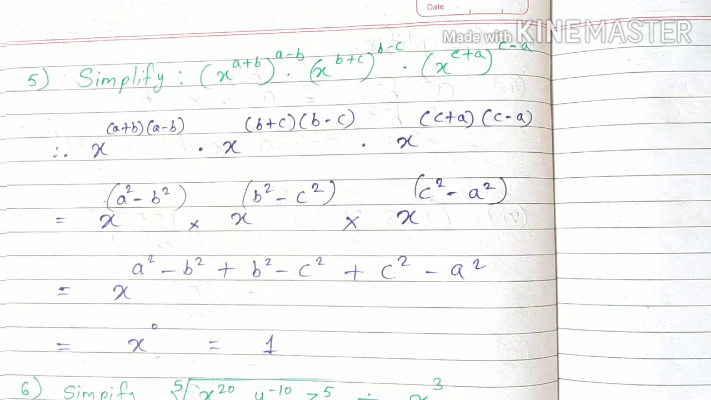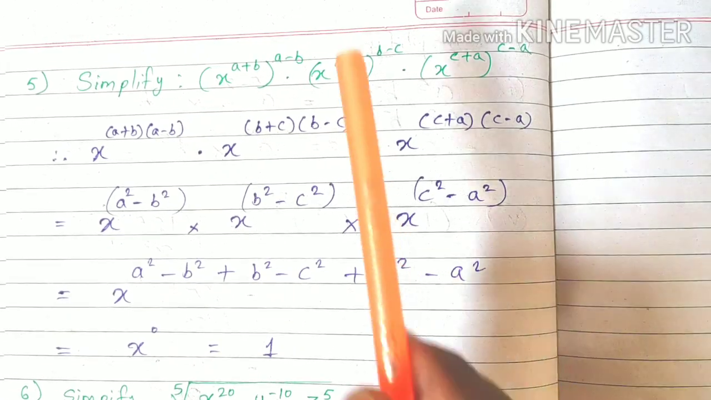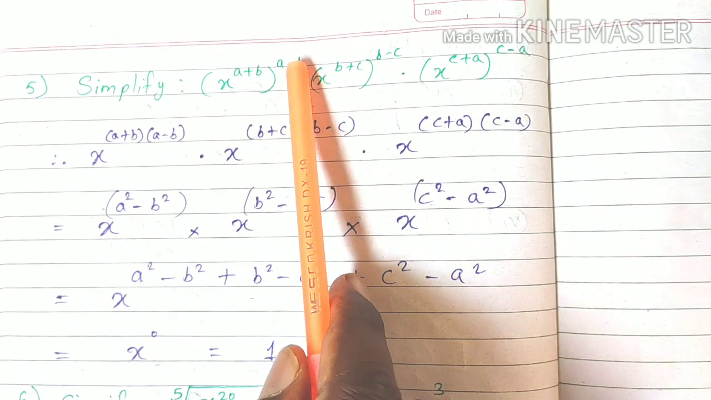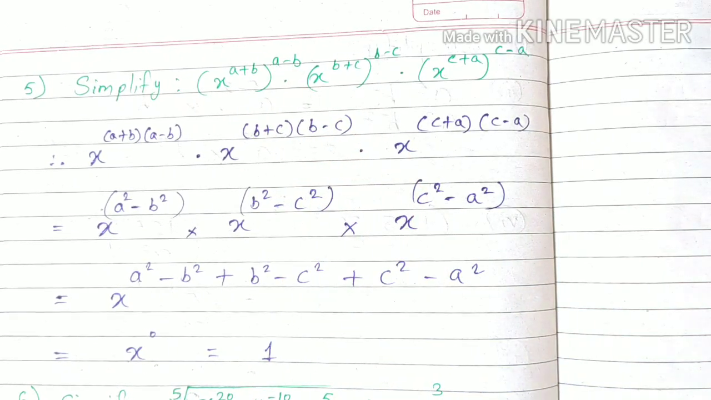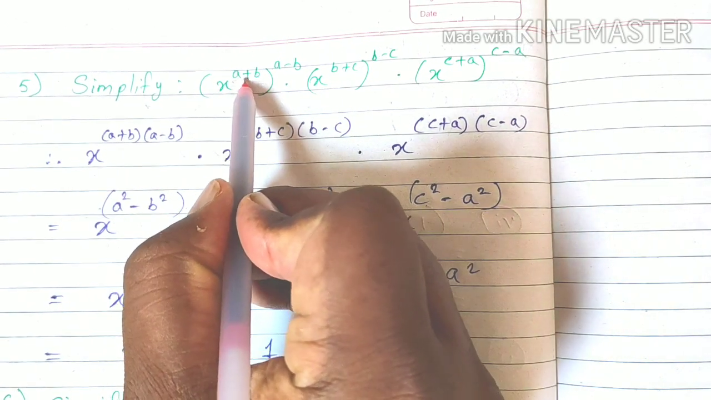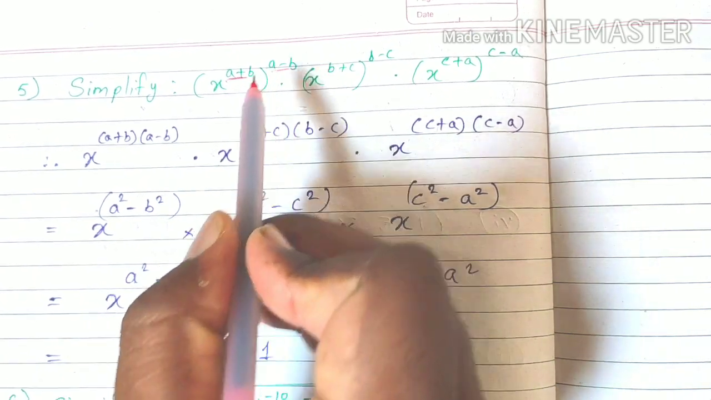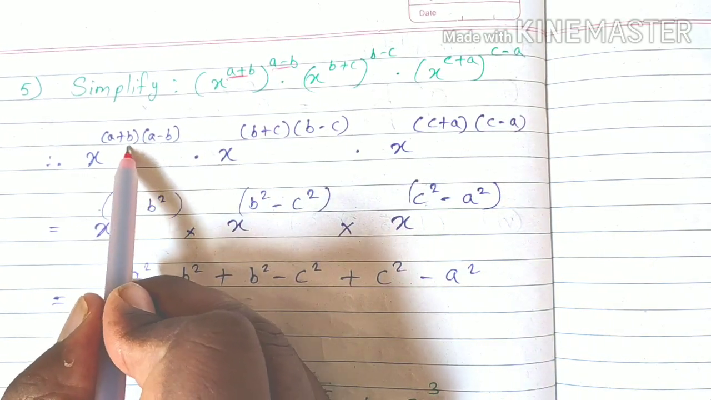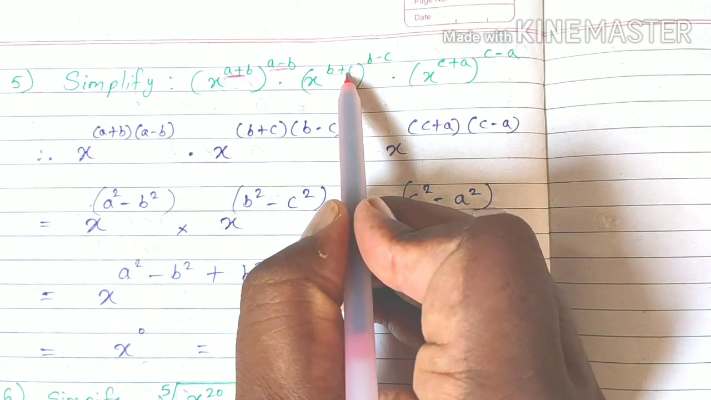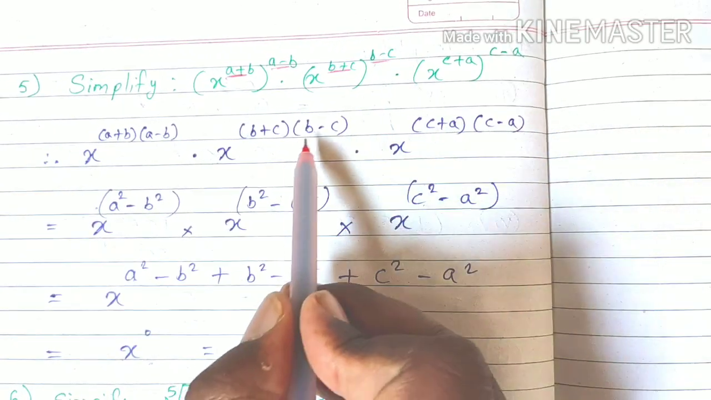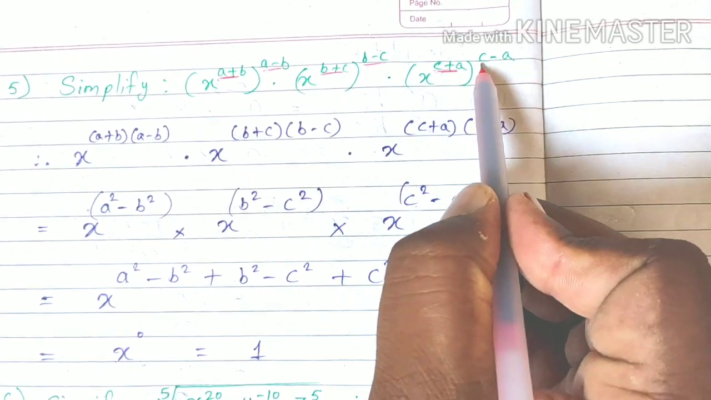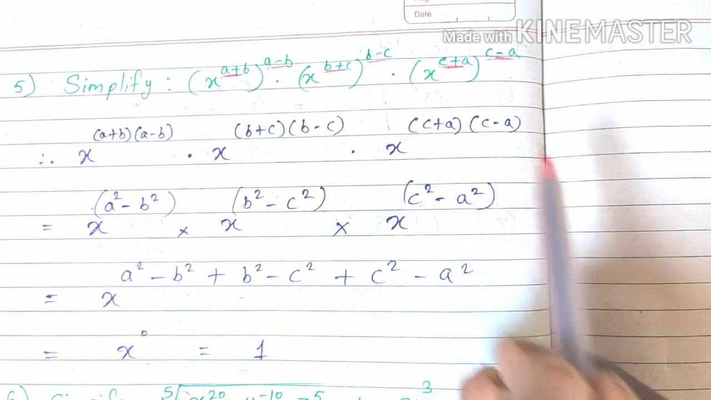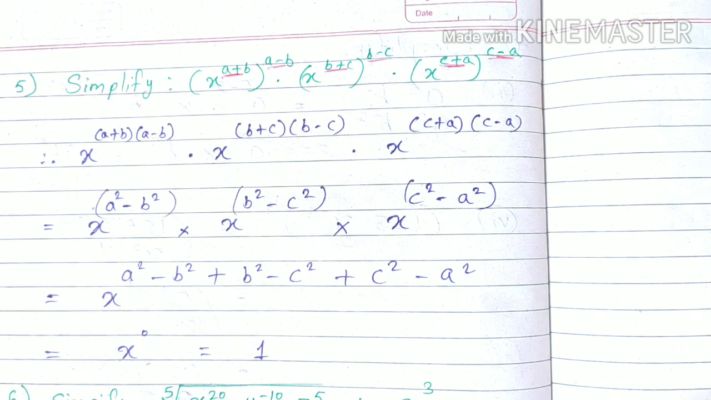Okay, now see, first power and again its power, so we should make a multiplication of these two powers, right? Multiplication of a plus b, a minus b by using the powers law. Again multiplication of b plus c, b minus c by using the powers law, and also it is multiplication of these two powers, right?